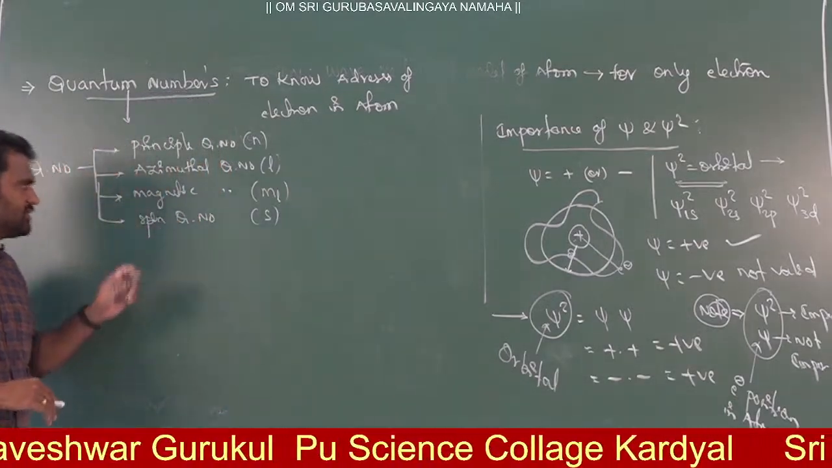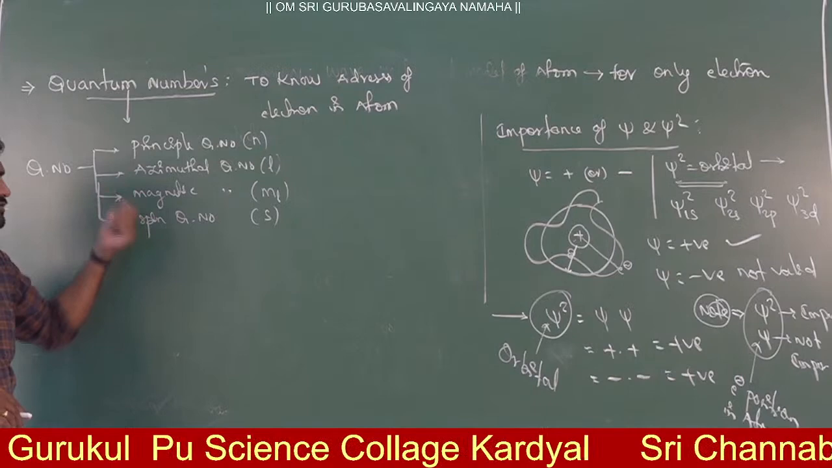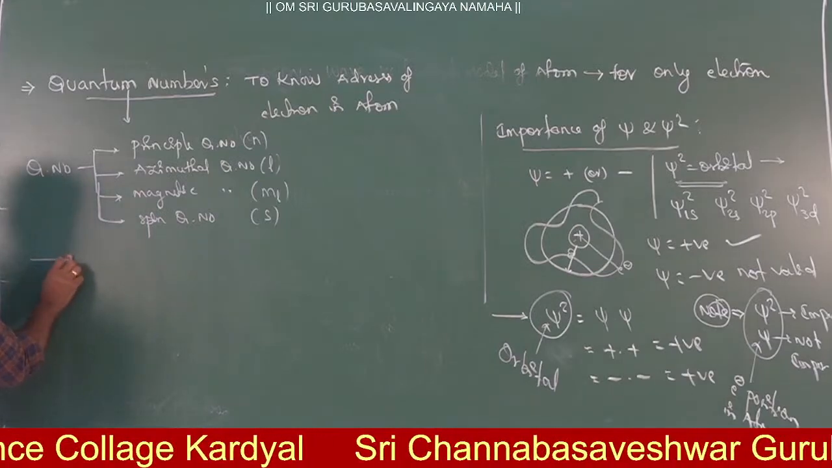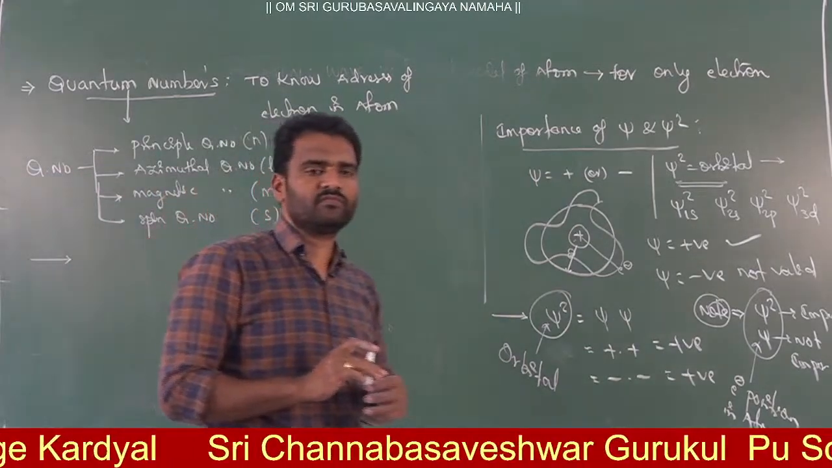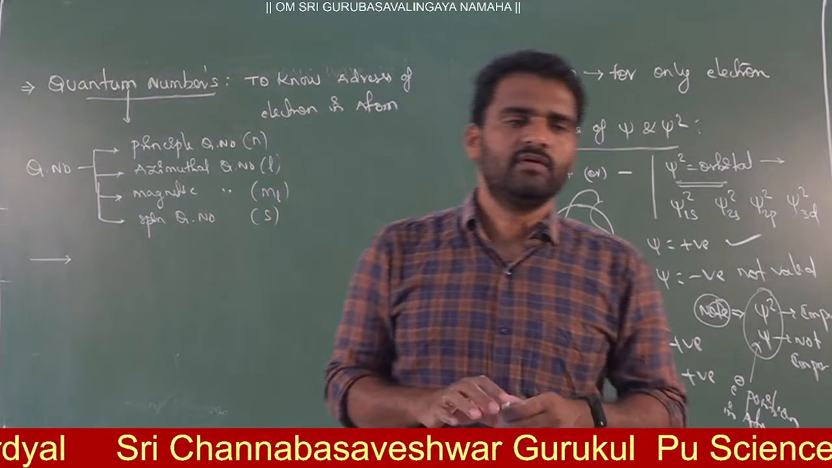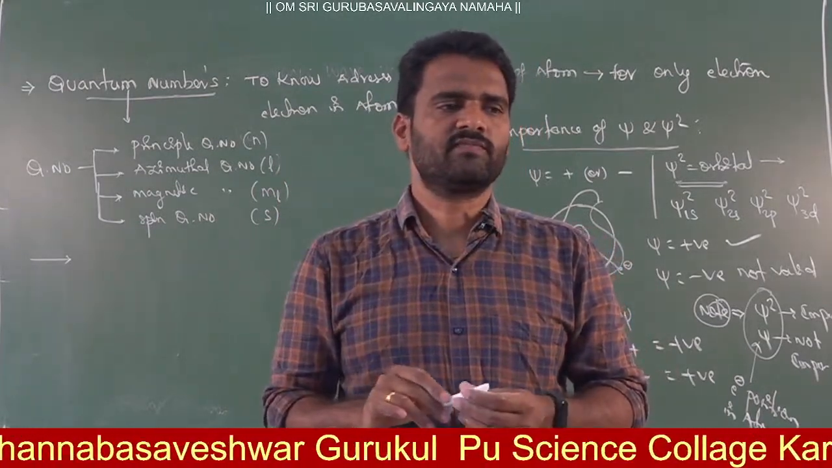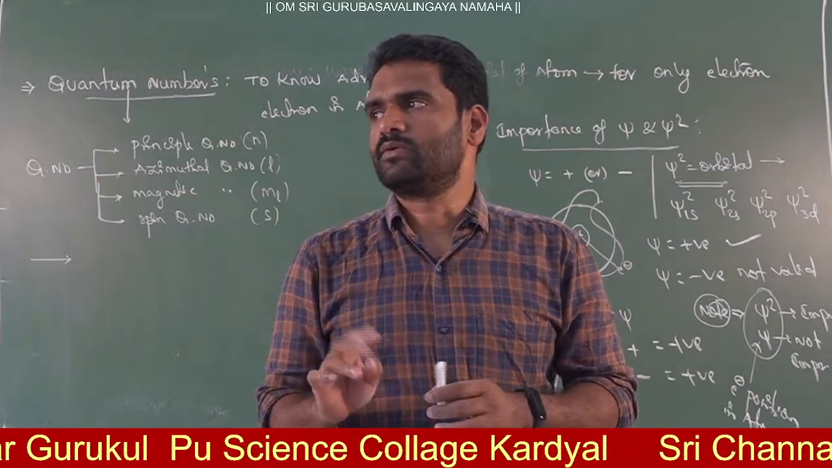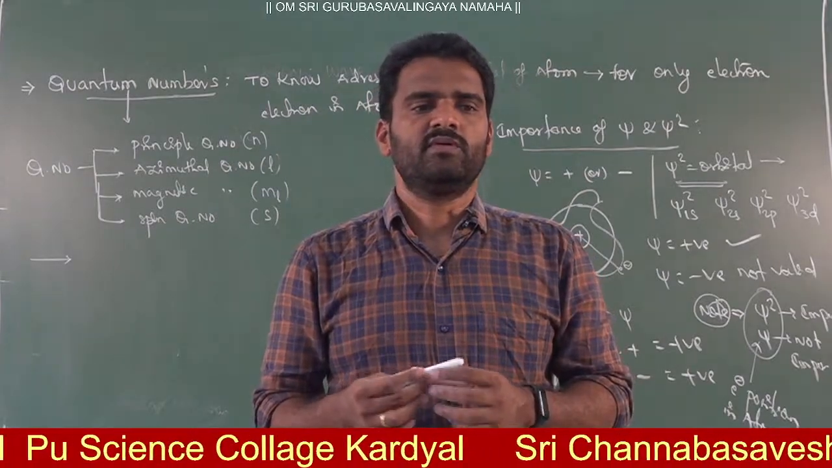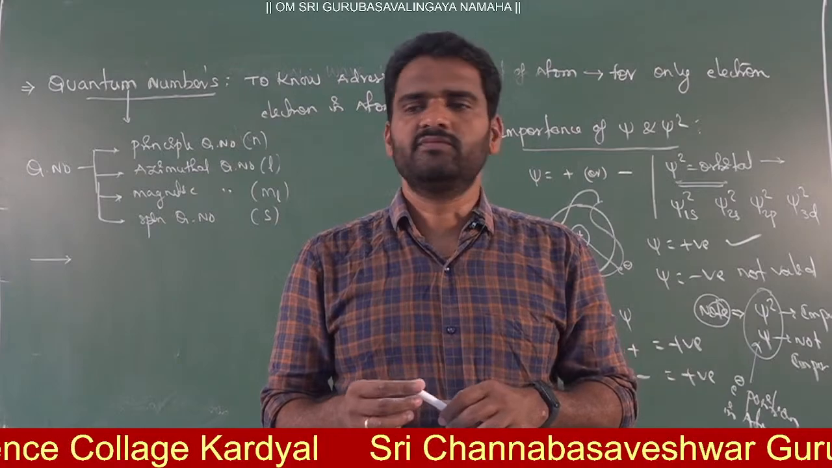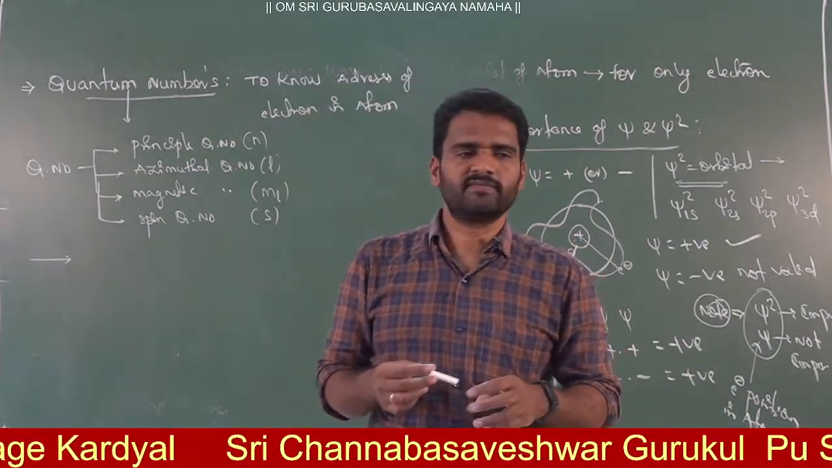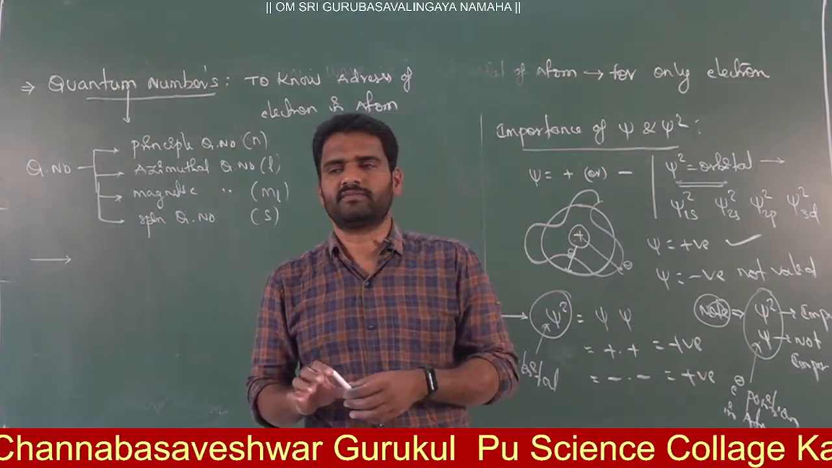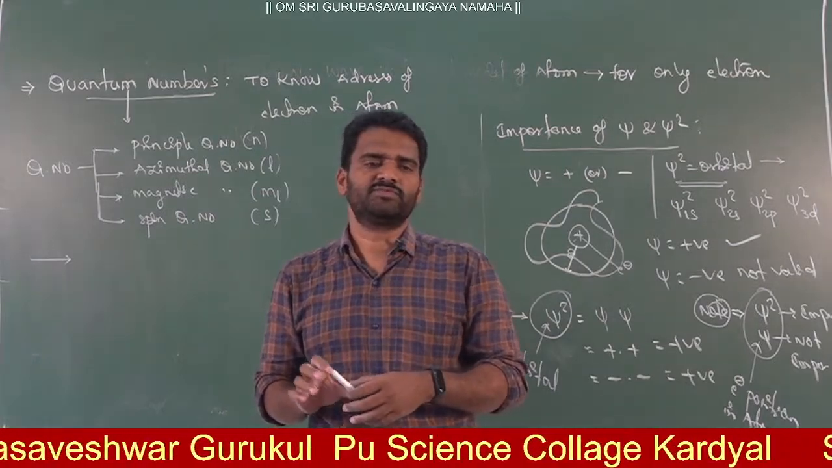At least they should differ with 1 quantum number. Which quantum number? At least the spin quantum number. Write down that point first, below. In the atom, no two electrons have the same quantum numbers. At least they will differ with spin quantum number.